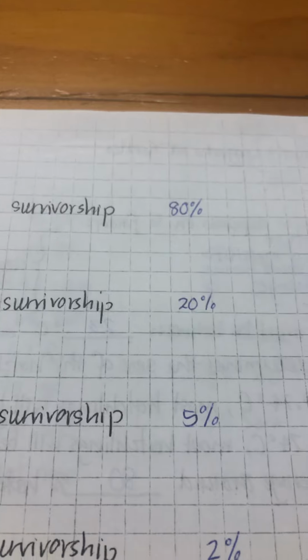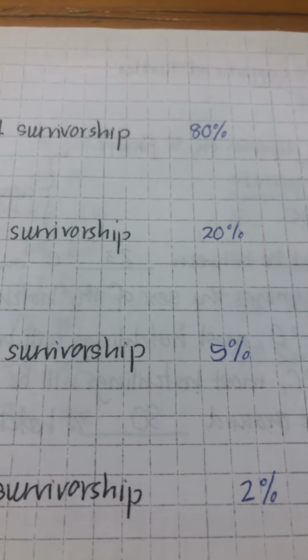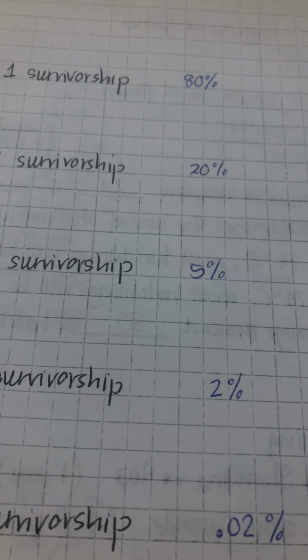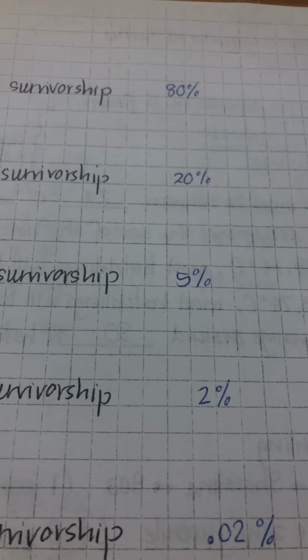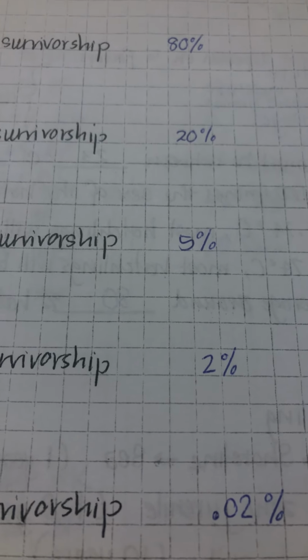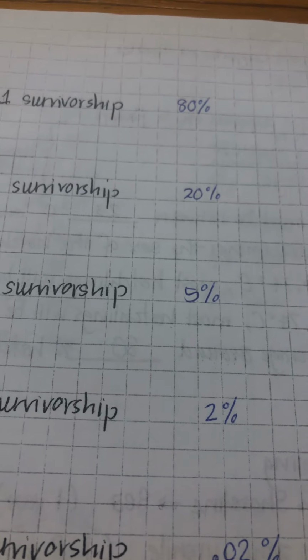And those who go on into stage 5, really sea turtles, loggerhead sea turtles would experience a 0.02% survival rate. Really, 2 out of every 1,000 eggs make it to adulthood, reproductive adulthood. Dang. It's hard out there for a sea turtle. The odds are not in your favor.